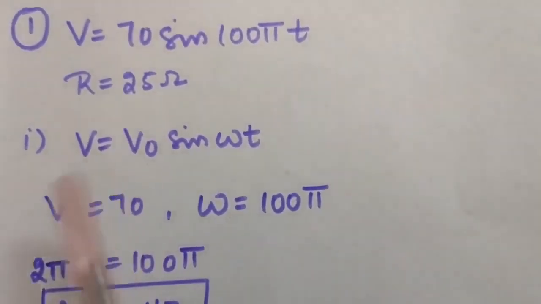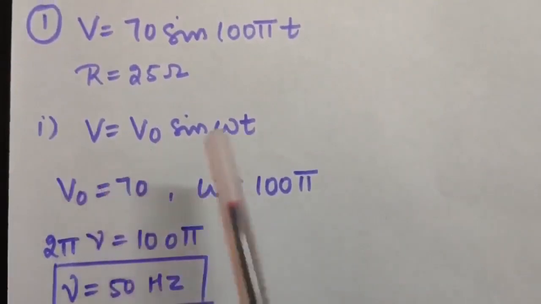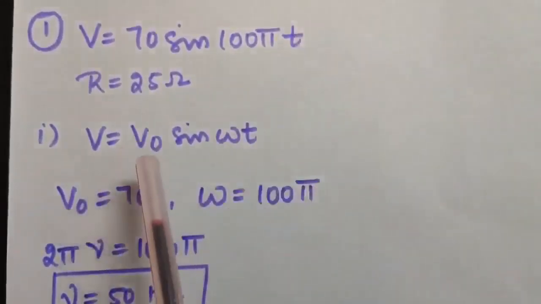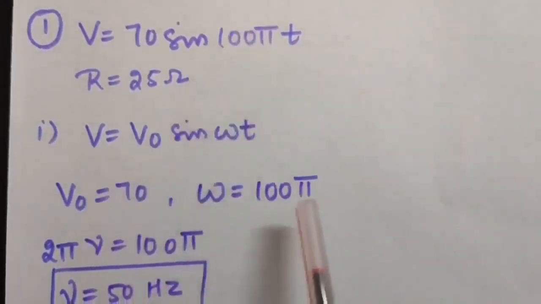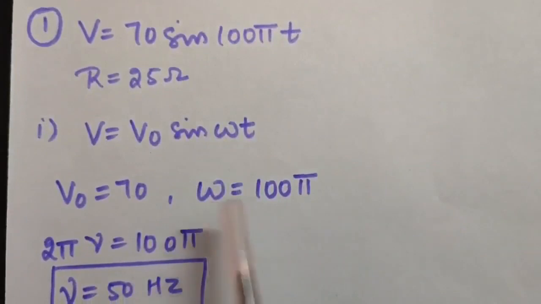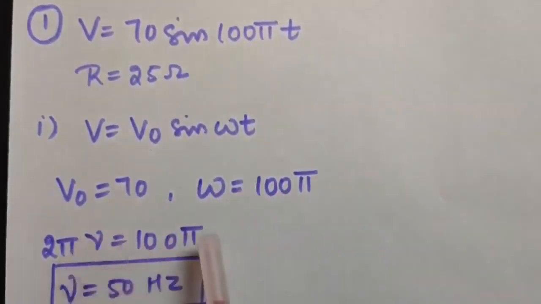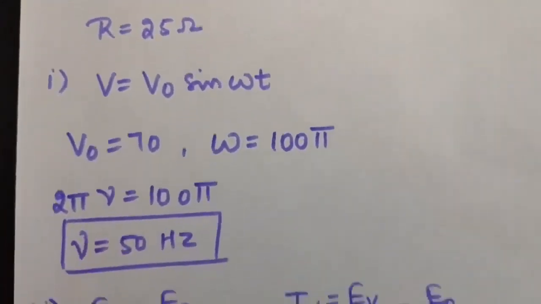Now as you know, alternating voltage is denoted by V = V naught sin omega t. So when you compare these two terms, you will get V naught to be 70 and omega to be 100 pi. So if omega is 100 pi, that means 2 pi nu is also 100 pi. So pi will cancel out and nu will come to be 50 hertz. So this is the value of frequency.